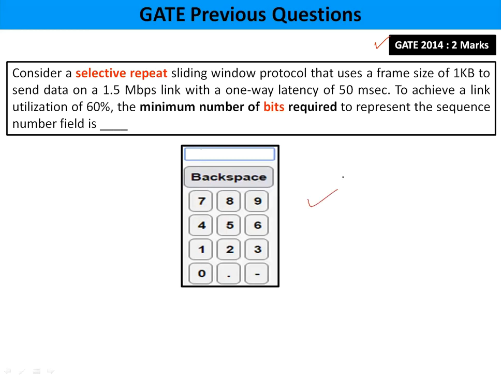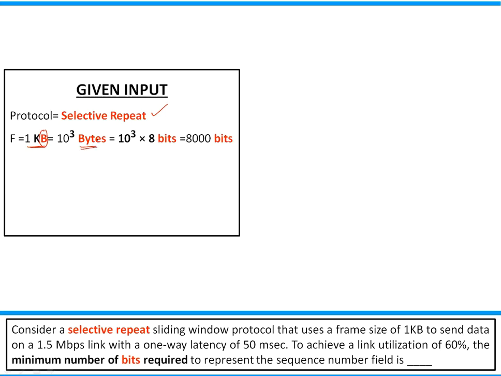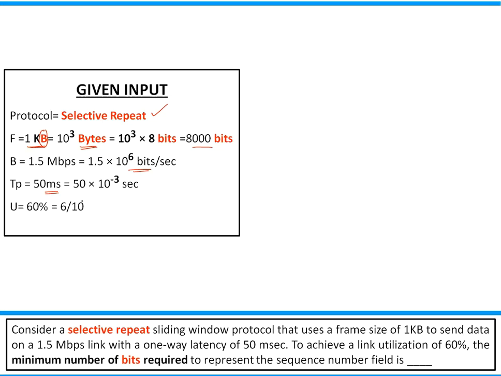Yes, guys. Let me continue with the question. What has been given? Protocol is selective repeat. F is equal to 1 KB. Capital B is nothing but bytes, guys. That is 10 power 3 bytes. Small b is bits. Capital B is bytes. So I can call it as 8000 bits. 1.5 Mbps. I converted all into basic units only. 50 milliseconds. Utilization will be 60%.